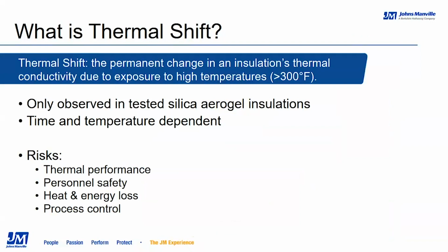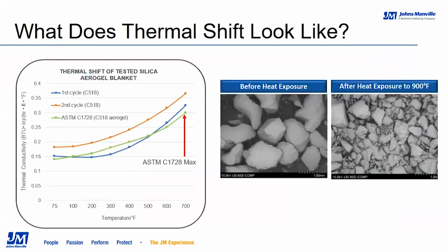Well, because of the uncertainty in the degree of thermal shift, it is harder to confidently complete engineering calculations for thermal performance, safety, and heat loss with inaccurate thermal conductivities. Without factoring in a degree of material degradation and thermal shift for aerogel applications with process temperatures above 300°F, facilities may be at significant risk for under-engineered insulation systems, which could cause several potential issues. So to further explain thermal shift, we will show you what it looks like up close.